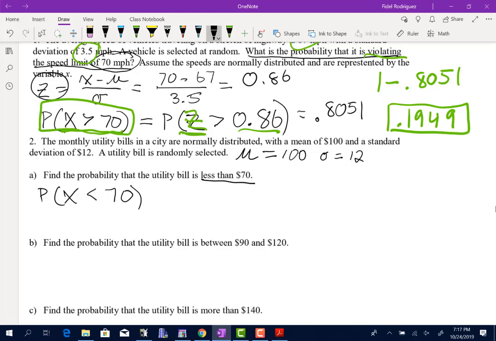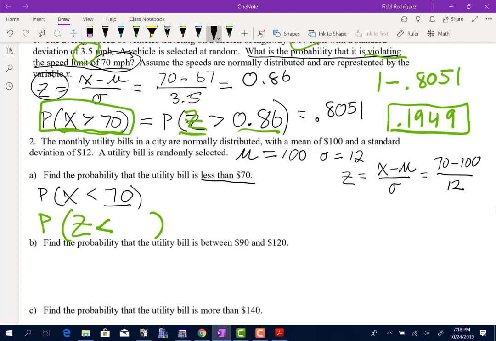So guys, again, instead of looking at what's the probability that X is less than 70, I really want to rewrite it like this. What's the probability that Z is less than, well, whatever number that's going to be? So the first thing I'm going to do, guys, is find our Z-score. Remember, the formula is Z equals X minus mu divided by sigma. So we set our X value. What's our X value in this case? So we're going to take 70 minus 100, and we're going to divide it by 12.